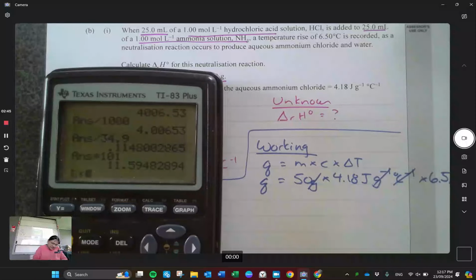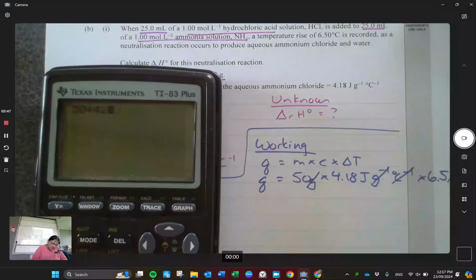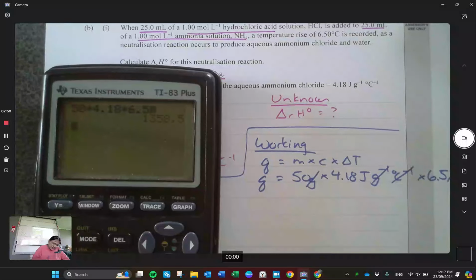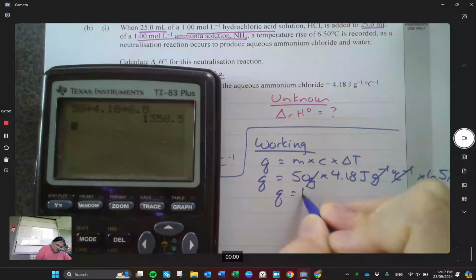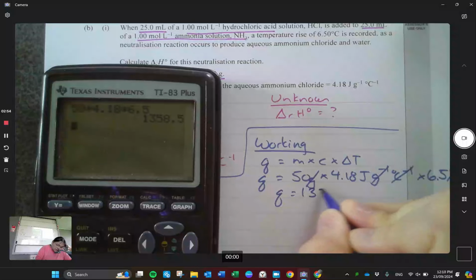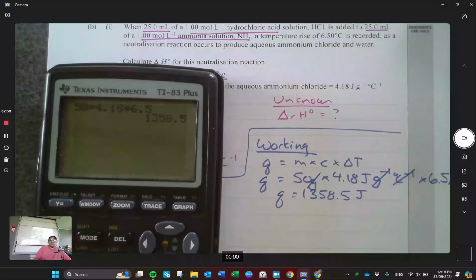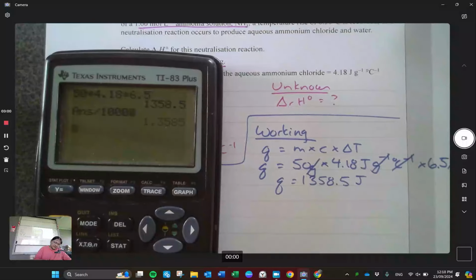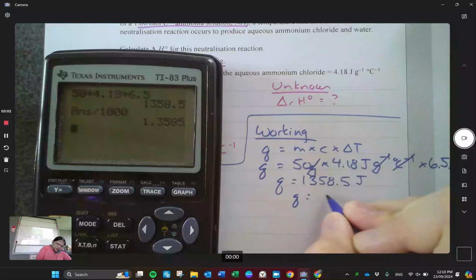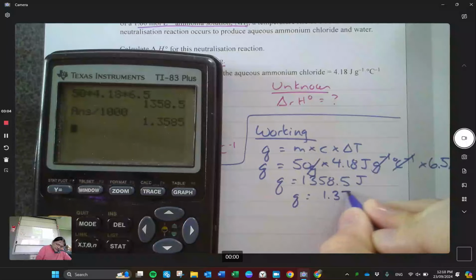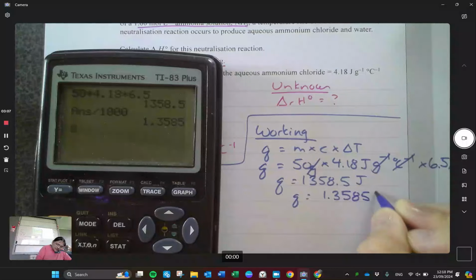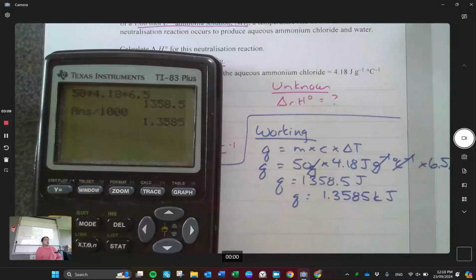So 50 times 4.18 times 6.5. I get my Q value equals 1,358.5. Remember that's in joules and my answer needs to be in kilojoules. So I divide it by 1,000. So Q is equal to 1.3585 kilojoules. Are we okay with that?